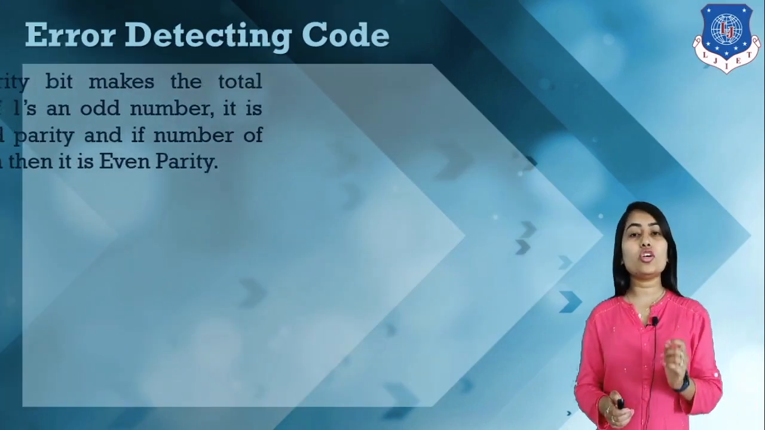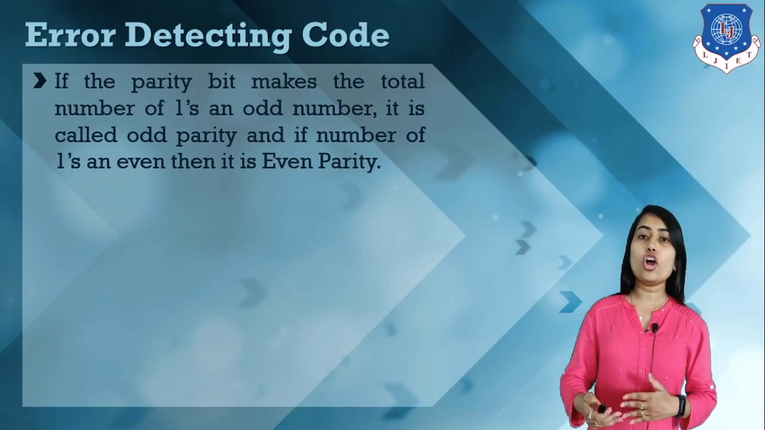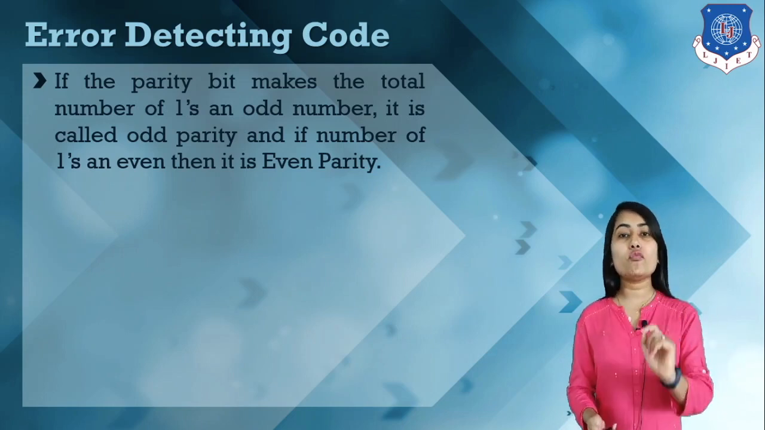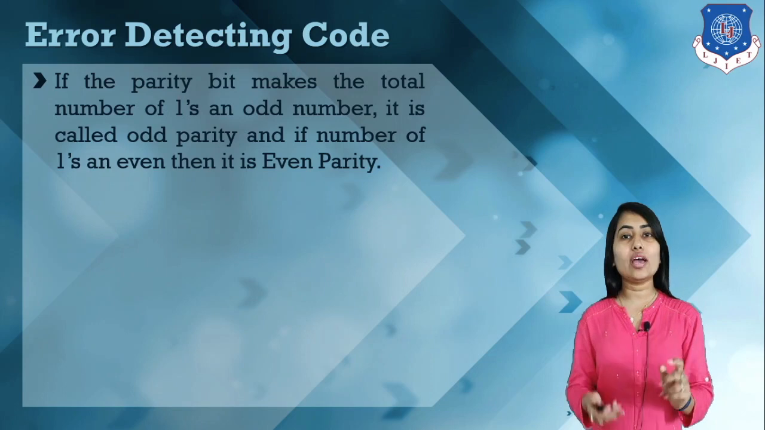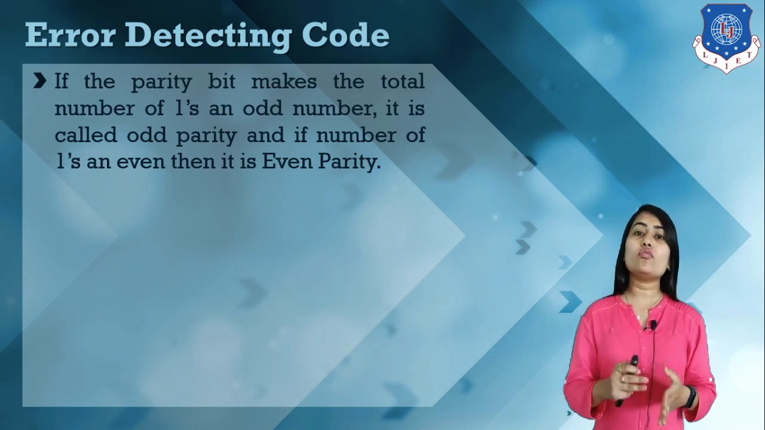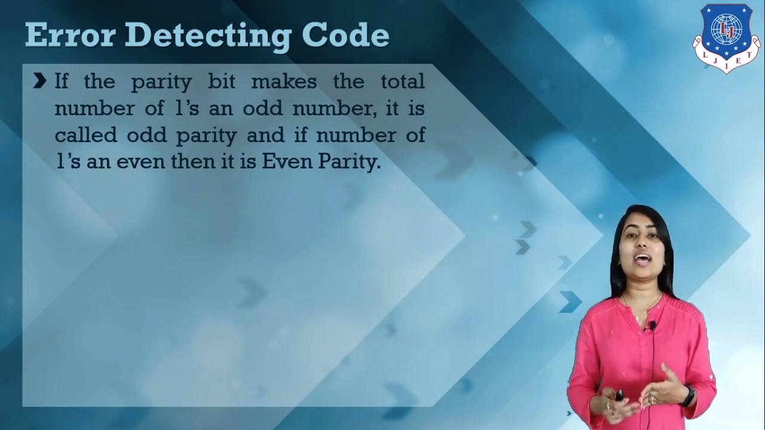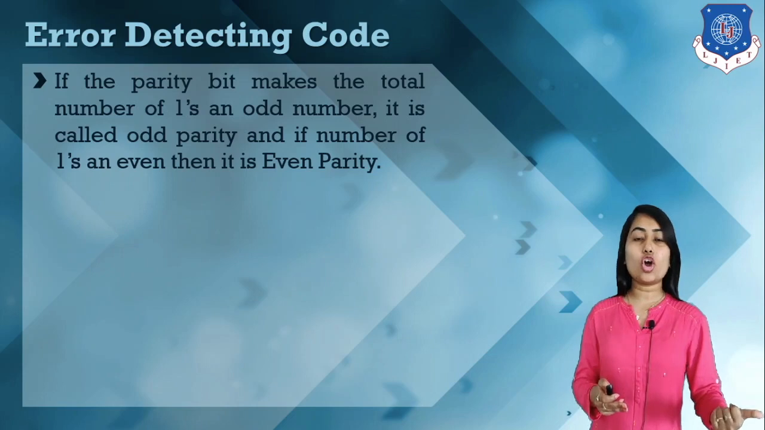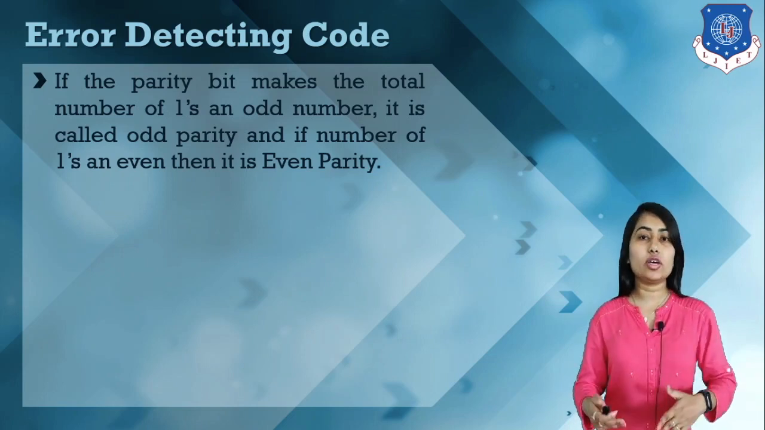This parity bit makes the total number of ones either even or odd. If this parity bit makes the total number of ones odd, it is known as odd parity, and if it makes the total number of ones even, it is known as even parity. So we have either odd parity or even parity.